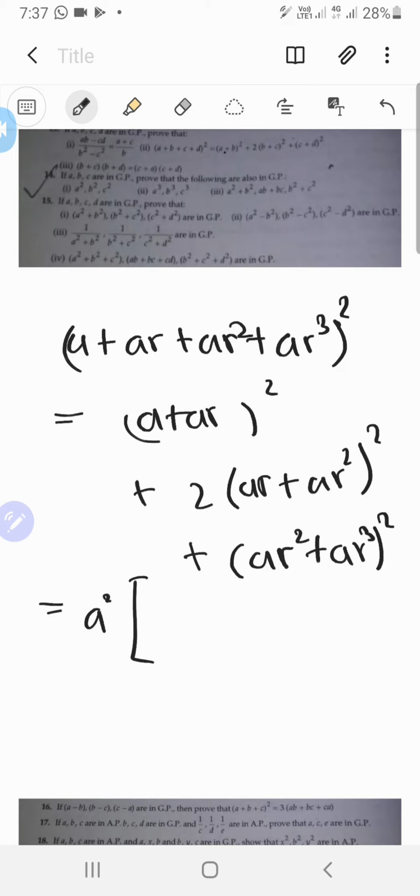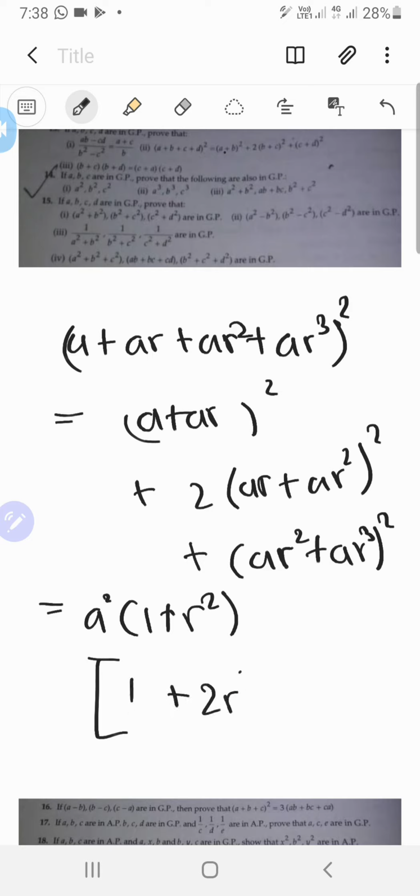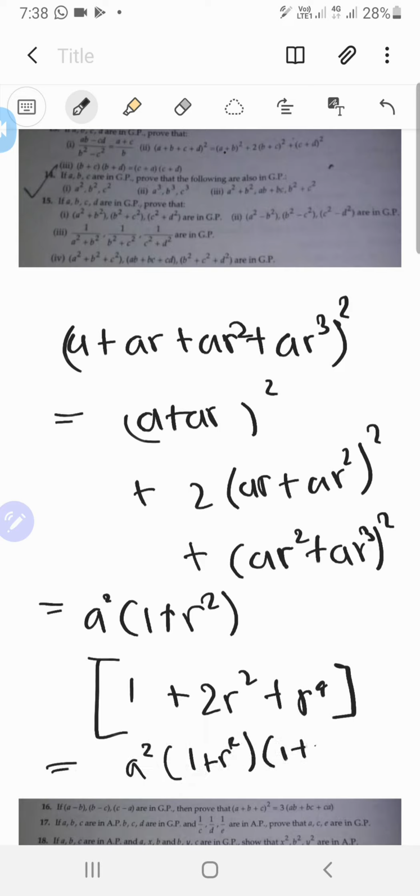just write it as a squared times 1 plus r squared times, well, the first one you just have 1, then for the next one you have 2r squared, for the next one you have r to the 4th power, which is a squared into 1 plus r squared into 1 plus r whole squared. Yeah, I think that's correct. So yeah, 1 plus r squared whole squared. So that is correct. Okay, what about this one?